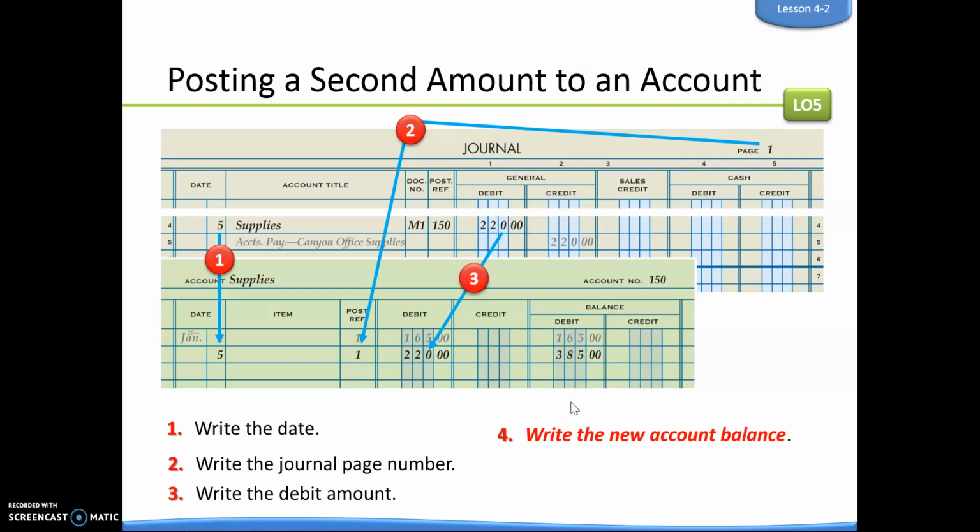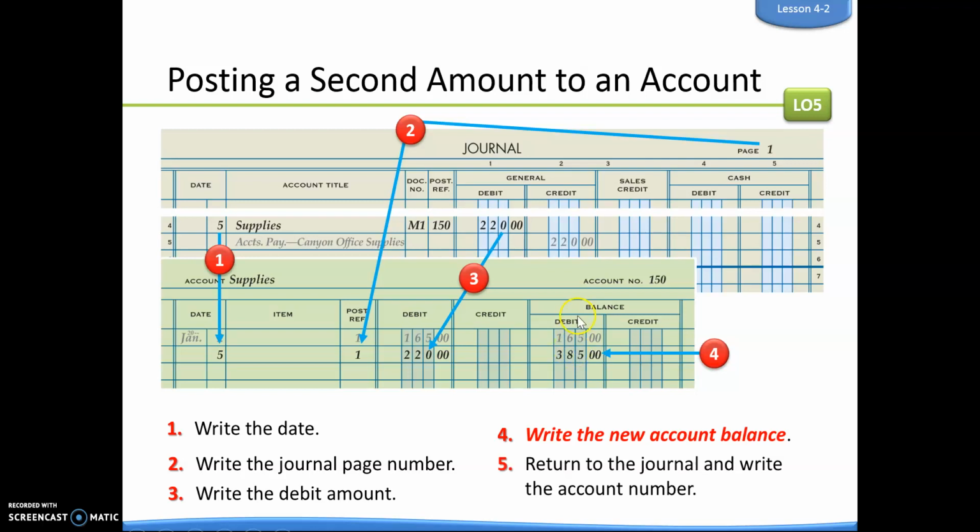Does that make sense? If it was a credit, now I don't know why you'd be crediting supplies, but bear with me here. If it was a credit, you would need to subtract and your balance would hopefully still be a debit. Okay, if it went past 0, then you would have a negative balance, and that would really never happen with supplies, so we don't have to worry about that. But you do have to remember what your normal balance is, because that will determine whether you're going to have to add or subtract to get your new account balance.